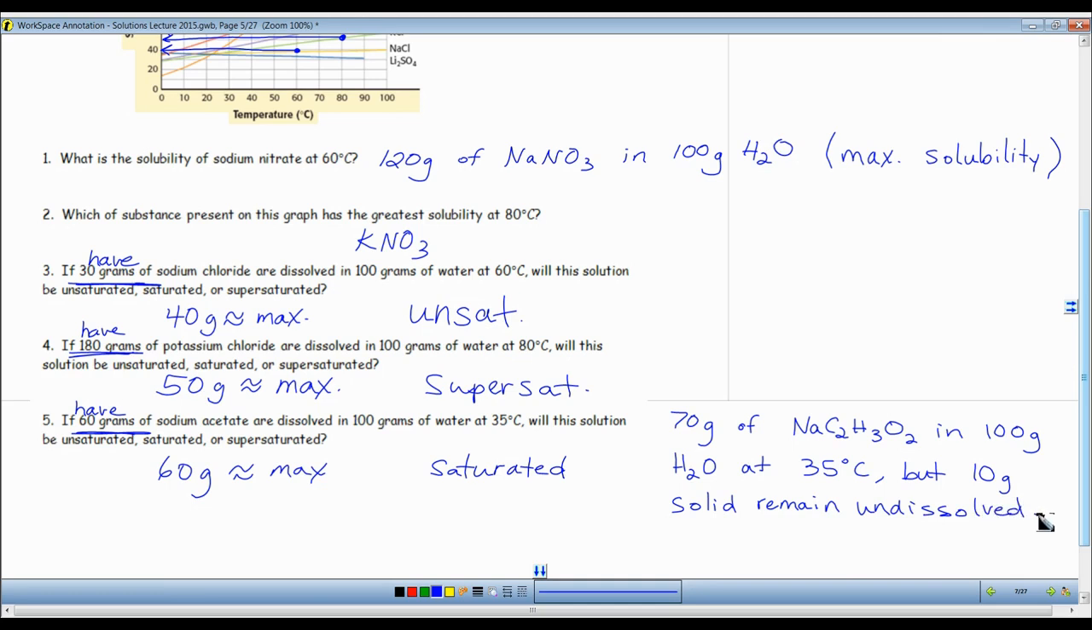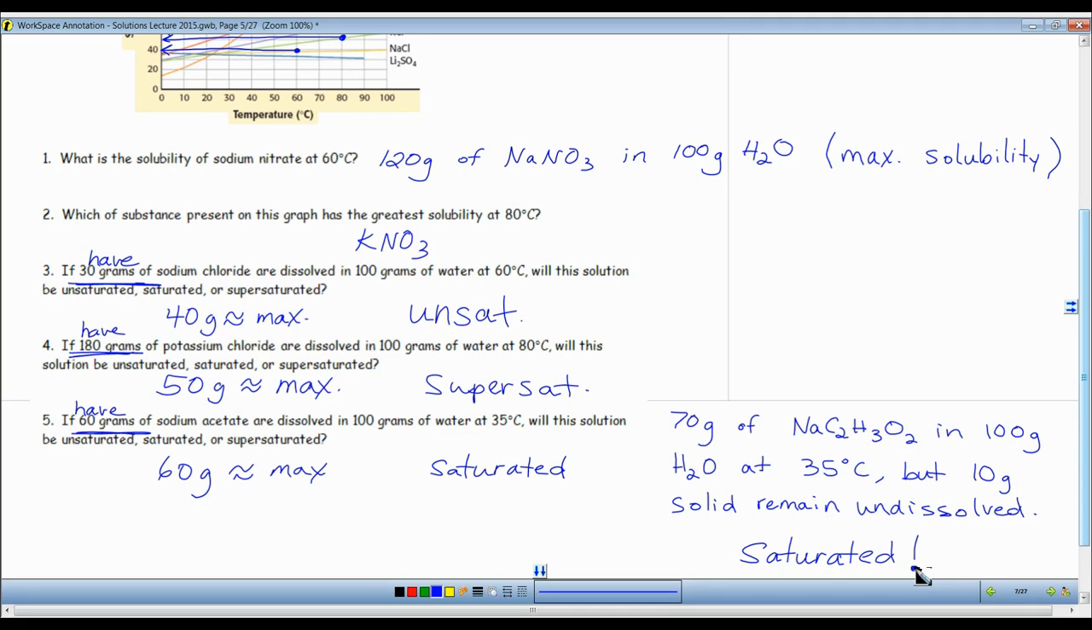Okay, so here's another way of wording this. What if I added 70, but some of it remained undissolved? That's another way of saying saturated. Oh, wait a second. If 10 grams are undissolved, that really means that 60 grams did dissolve, and that's the maximum. Saturated.